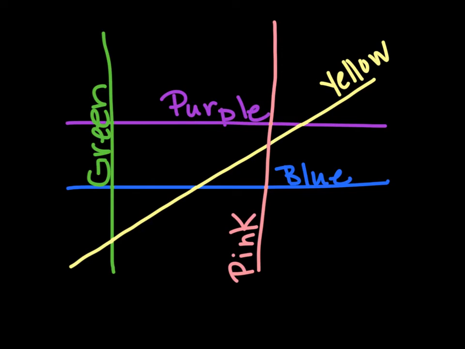Okay, I hope you found some great examples. So we're going to go over them. Green street and pink street are parallel. In addition, blue street and purple street are parallel.